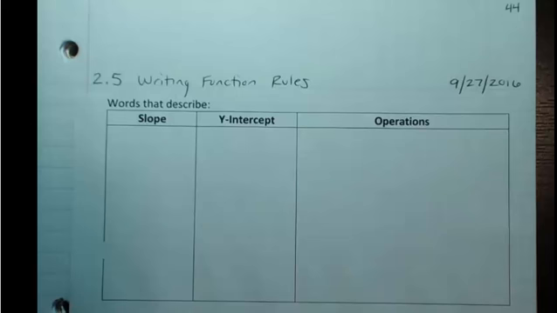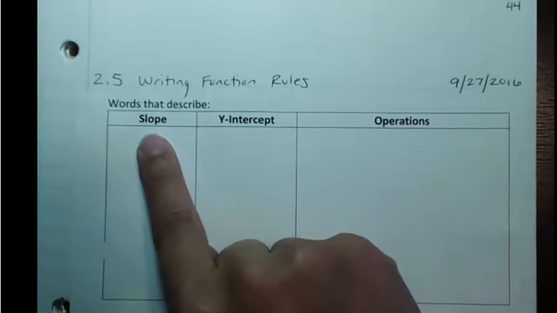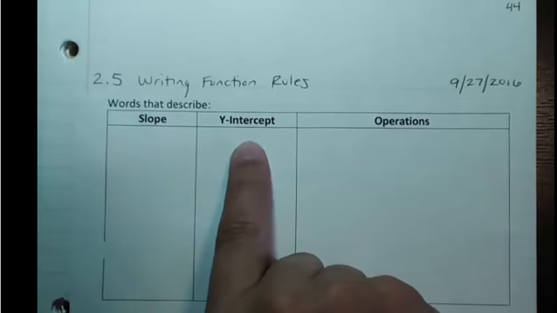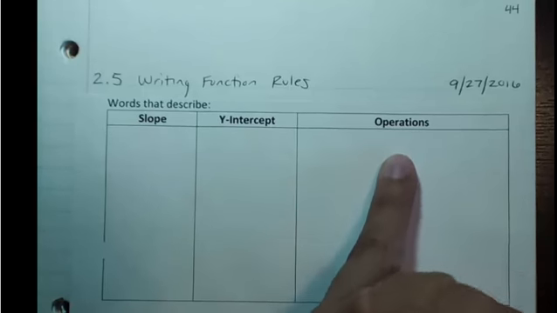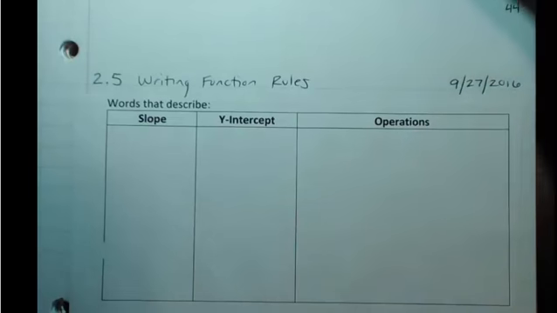So let's begin. Okay, we're going to have to write function rules today, and that means you're going to be given a word problem or an expression that you're going to have to translate from verbal to numerical. Okay, so we have to identify words that would represent slope to identify if it's a slope or if it's a y-intercept. And then also operations, adding, subtracting, multiplying, and dividing. They use different words that would tell us what operation we would have to use to solve the problem. So let's go ahead and start with slope.